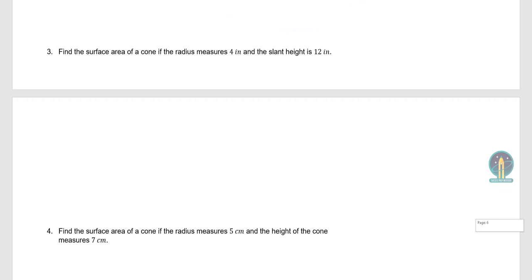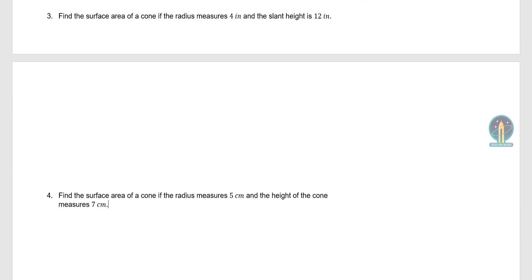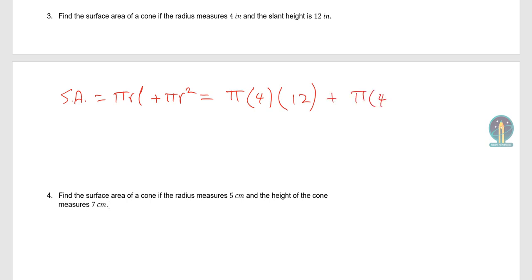Next exercise. Find the surface area of a cone if the radius measures 4 inches and the slant height is 12 inches. So for a cone, the surface area is equal to pi r L plus pi r squared, which is equal to pi times 4, the radius, times L, which is the slant height, plus pi times 4, the radius, squared. And after evaluating, we get 201 inches squared.